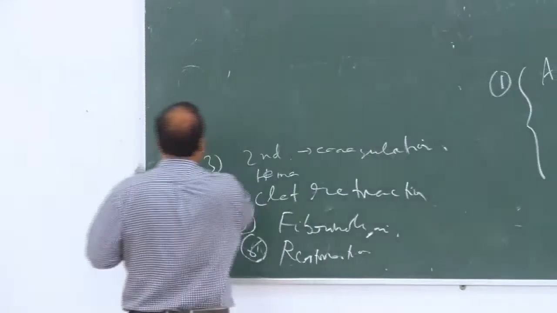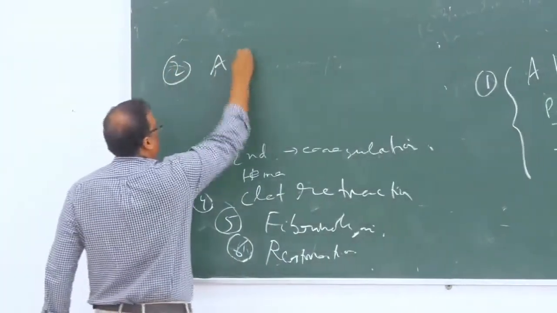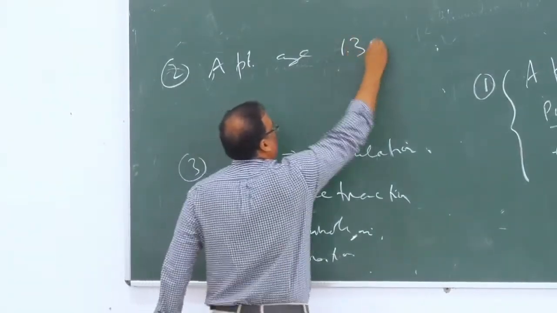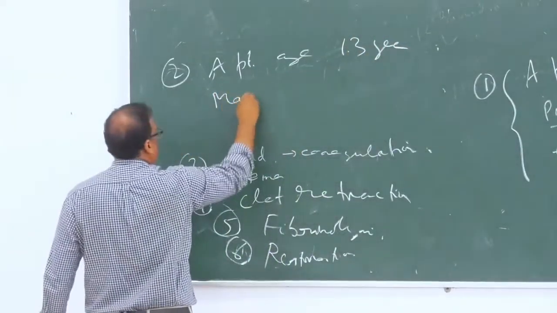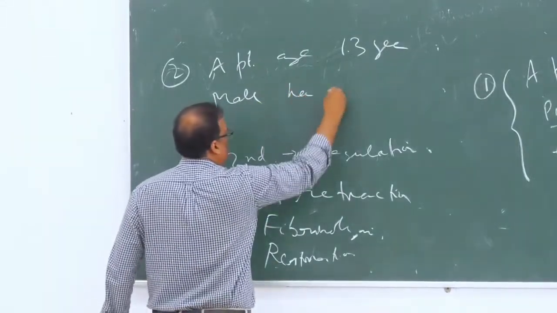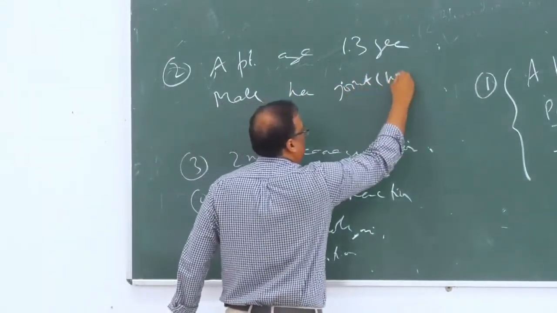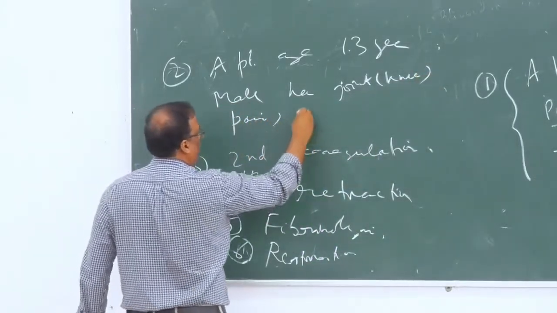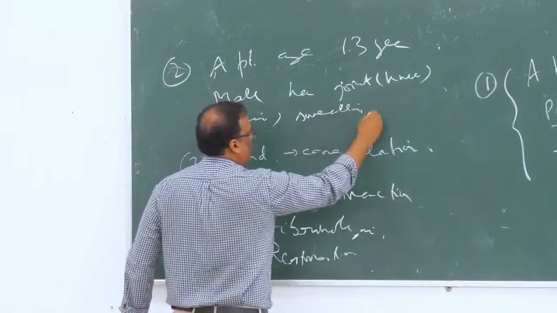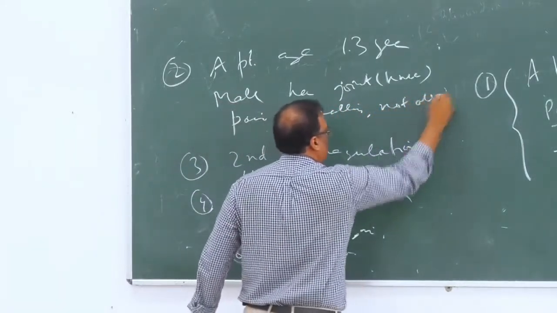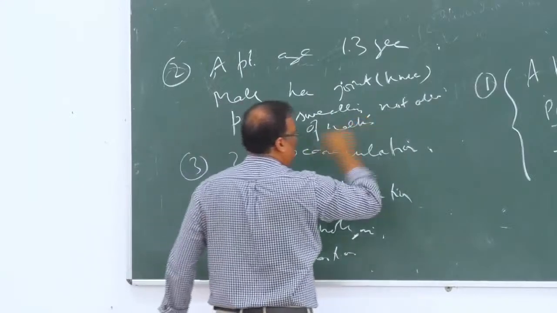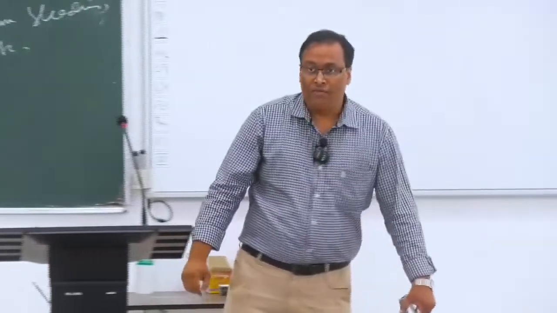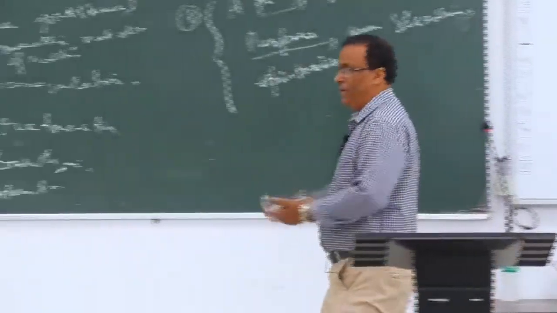Patient number two, knee joint pain, not able to walk, 13 years, swelling bilaterally, and these are the features. So what is the difference?